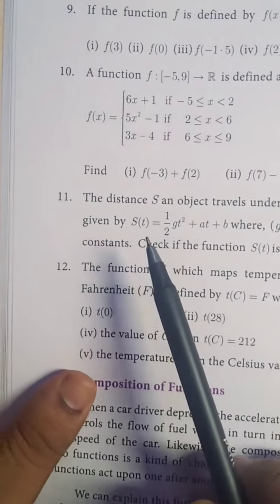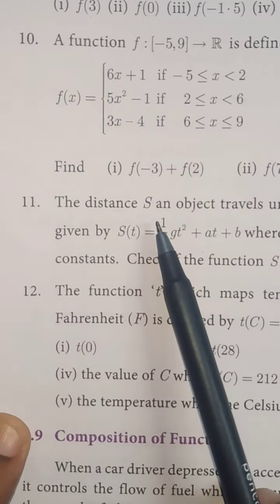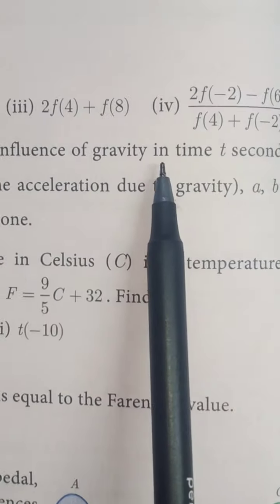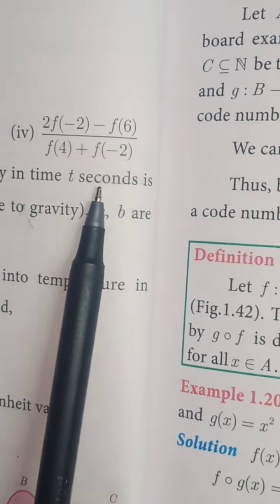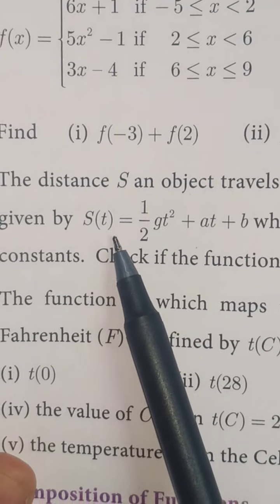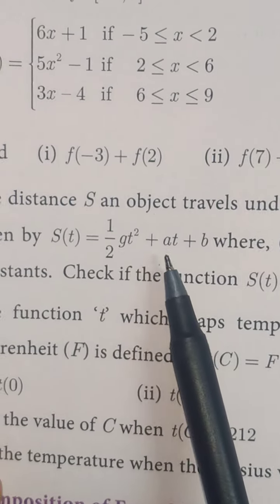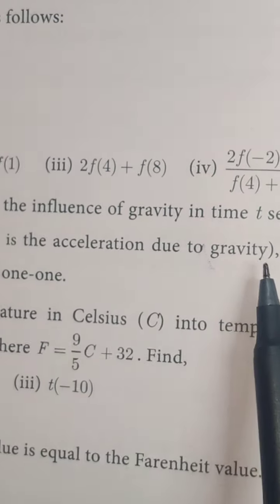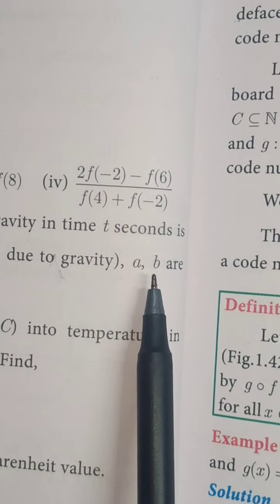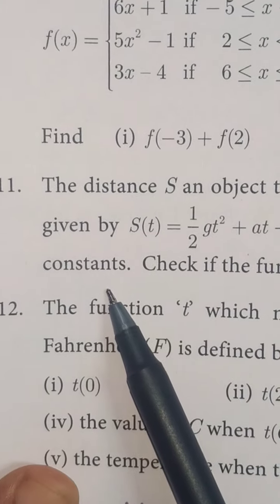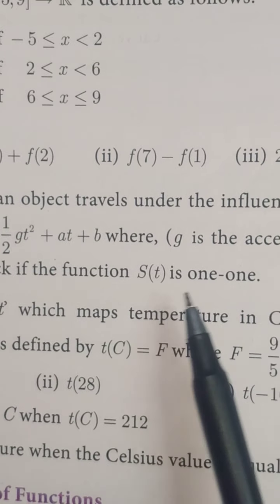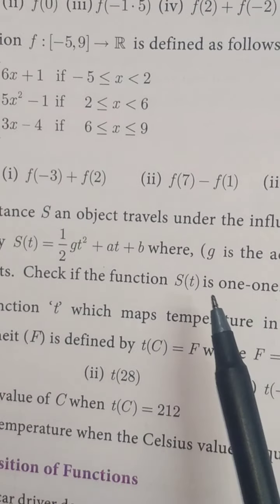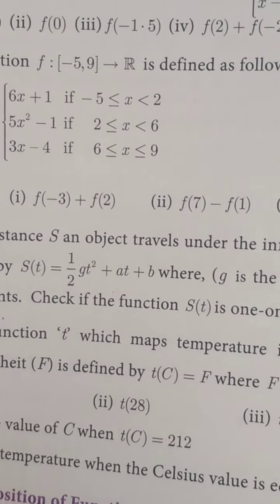Here's the question, listen. The distance S an object travels under the influence of gravity in time t seconds is given by the equation S of t equals half gt squared plus at plus b. Here, g represents acceleration due to gravity and a and b are constants. You have to verify whether S of t is 1 to 1 or not.